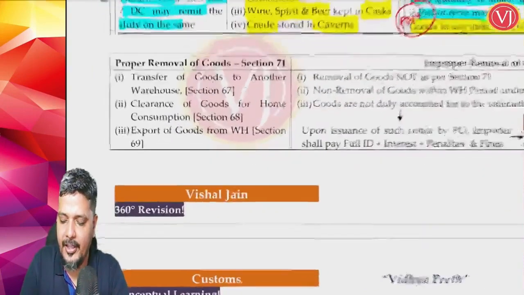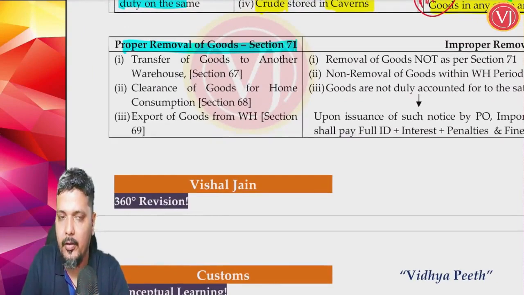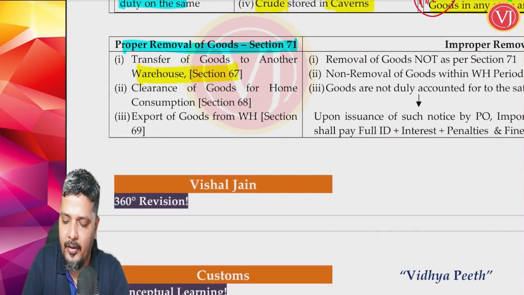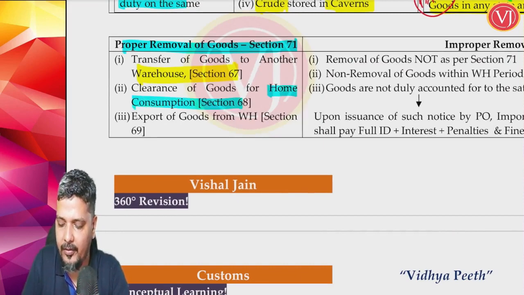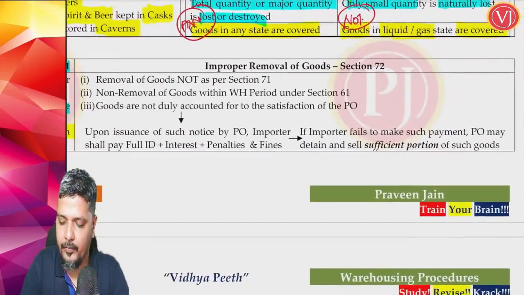Properly remove. What are the 3 types of proper removal? Transfer to another warehouse, section 67. Take the goods for home consumption, section 68. Export the goods, section 69. Proper removal. Now what is improper removal?